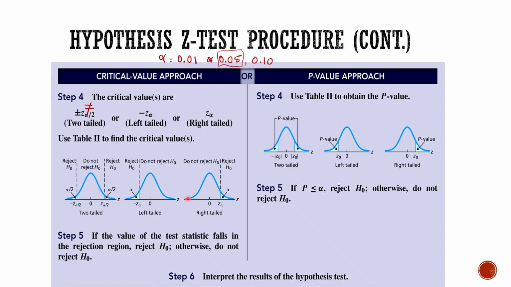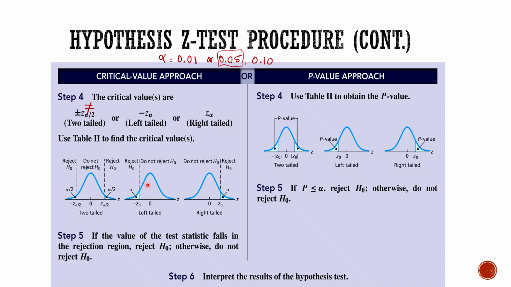And then once we create our criterion of reject and do not reject regions, we will bring our test statistic that we computed in step 3 and see where it falls. If it falls in a reject region, then we will reject the null hypothesis. If it falls in the do not reject region, the decision is not to reject the null hypothesis.